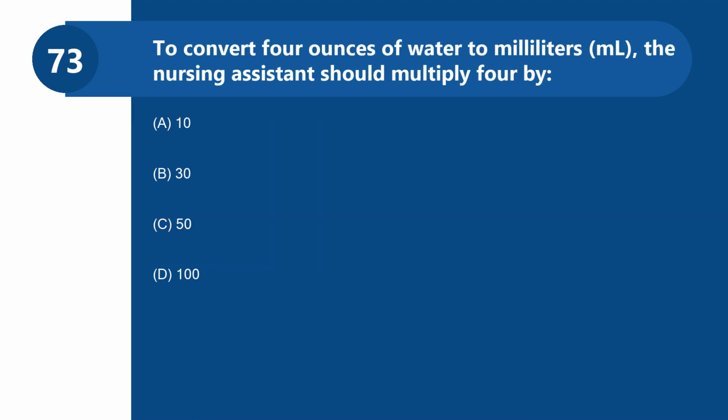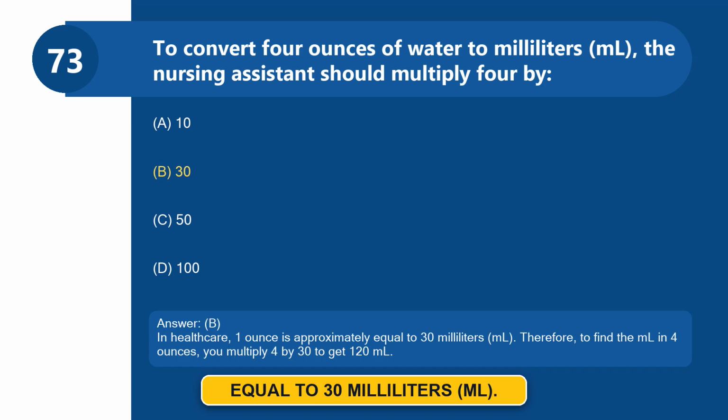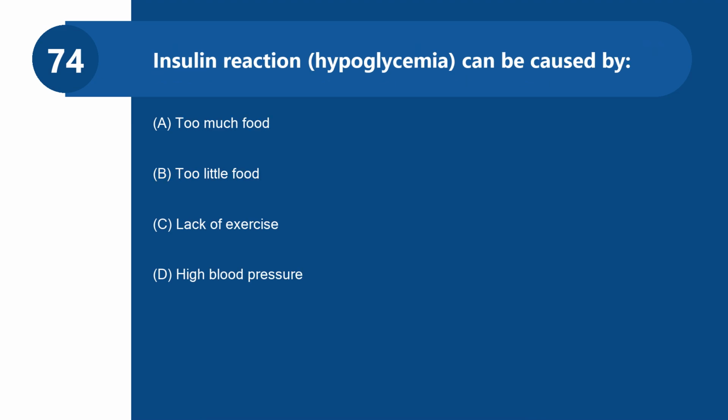Question 73. To convert 4 ounces of water to milliliters (ml), the nursing assistant should multiply 4 by option A, 15, option B, 30, option C, 50, option D, 100. The correct answer is option B, 30. Question 74. Insulin reaction (hypoglycemia) can be caused by option A, too much food, option B, too little food, option C, lack of exercise, option D, high blood pressure. The correct answer is option B, too little food.